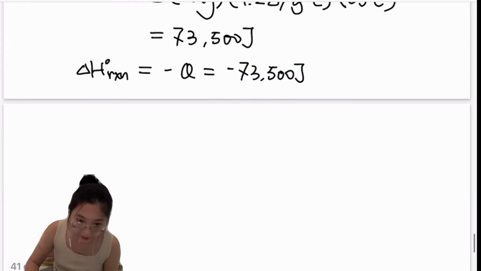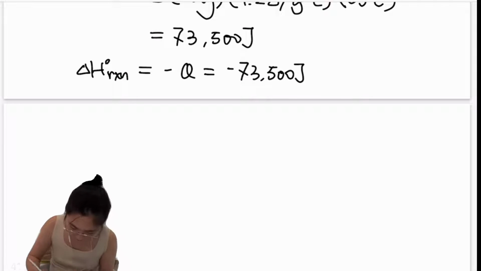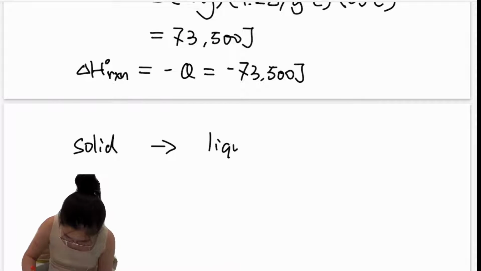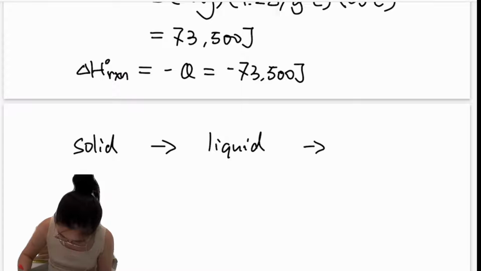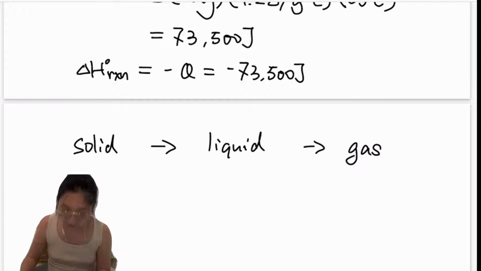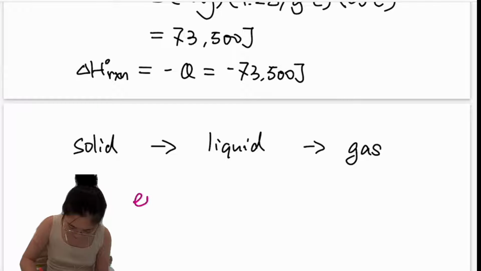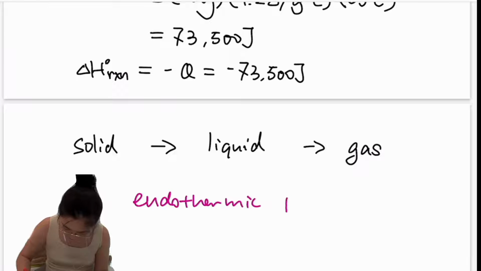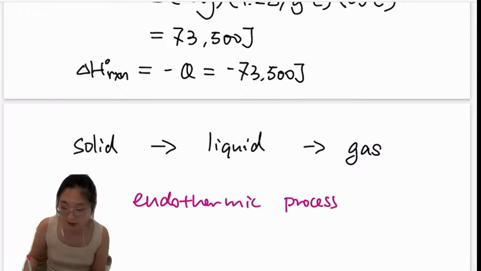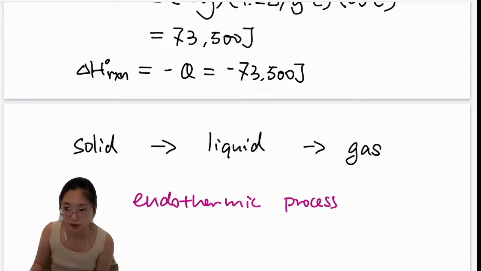Okay, so for the phase change, let's say for a single substance, when it goes from solid to liquid, or from liquid to gas, it's always absorbing energy. So all of these are endothermic processes. I'm not calling it an endothermic reaction because phase change is not a chemical reaction. That's a physical change.